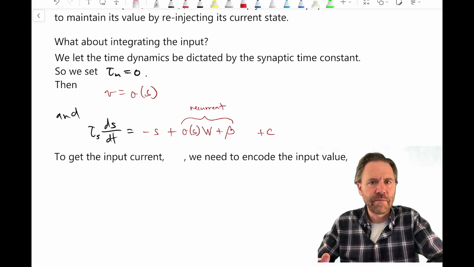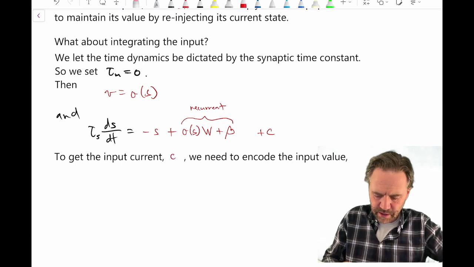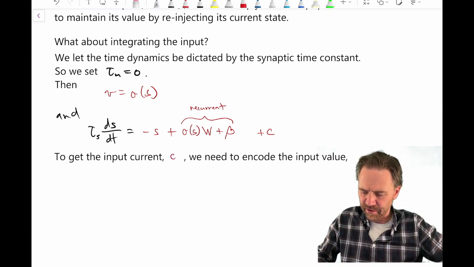Now what about the input going from X into C? So to get the input current C, we need to encode the input value X.